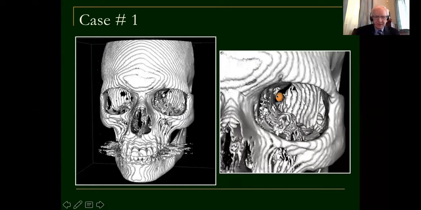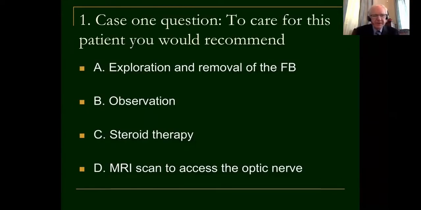So the question posed, with a no light perception and 30 diopter XT: to care for this patient, you would recommend A, exploration and removal of the foreign body, B, observation, C, steroid therapy, or D, MRI scan to assess the optic nerve. So I'm inviting the audience to participate and answer the poll.